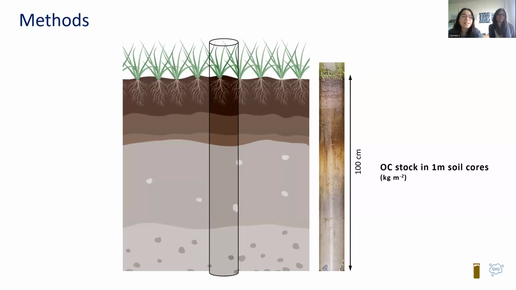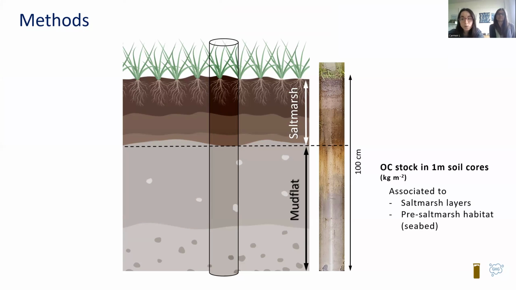With the data we compiled, we got 3 main variables about which I will be talking today. The first one is the amount of organic carbon stored from the surface to 1 meter depth in the soil. And within that 1 meter stock, we tried to differentiate how much is actually attributed to the presence of the salt marsh on site and how much is from a time before the salt marsh colonized the area. A seabed, which are usually the bottom layers that are more muddy and sandy.